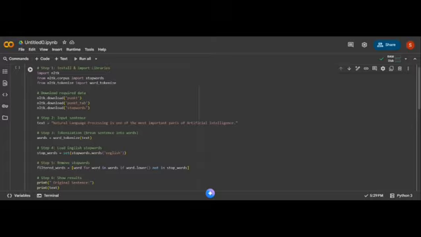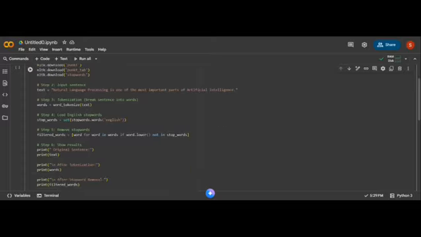Here, in step 1, we have installed the Python library, namely NLTK. NLTK is nothing but the NLP toolkit, which helps in importing the stopwords and word tokenization, with some required data downloads. And step 2 is the input sentence. Our input sentence is: natural language processing is one of the most important parts of artificial intelligence.